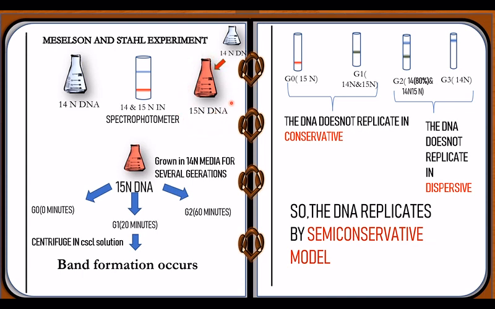In the middle, you can see the band formation in density gradient cesium chloride centrifugation. Here, there are two bands, the 14N band and the 15N band. The 14N band, blue color, is at the top and the 15N band is at the bottom because 15N is a heavy isotope compared to 14N, which has an extra neutron. So, it lies at the bottom.